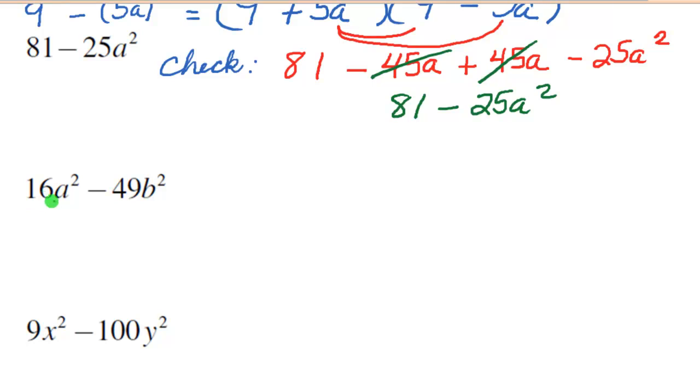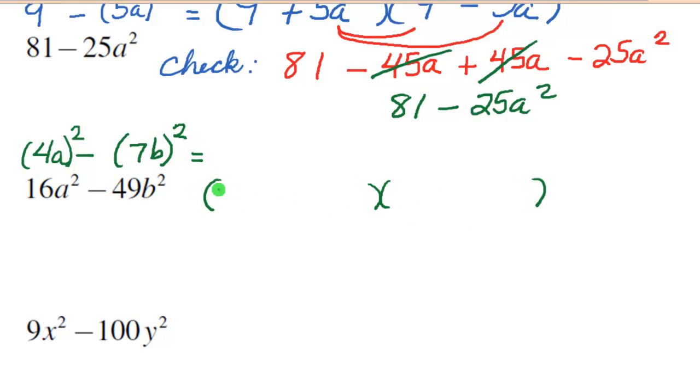Okay, next we have 16a squared minus 49b squared. 16, as you remember, is 4 squared. So this first term is 4a squared, minus, and then 49 is 7 squared. So 49b squared is 7b squared. So we're going to factor that as 4a plus 7b and 4a minus 7b.